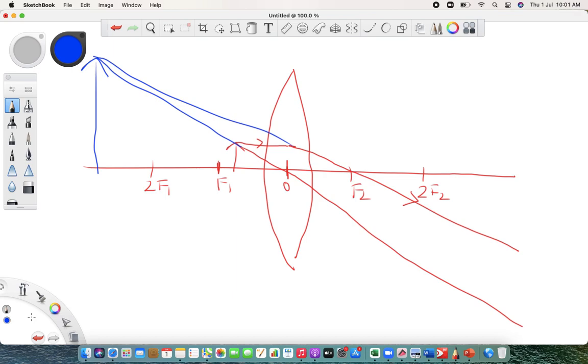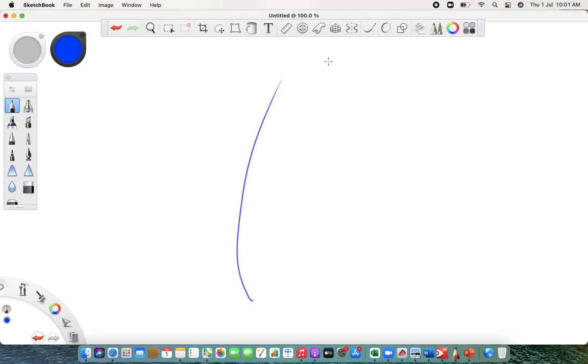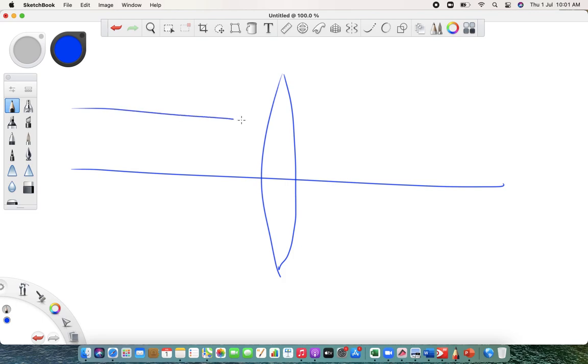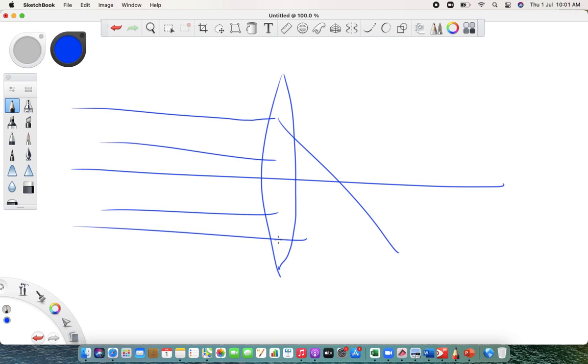Now the other, you already know that when your object is at infinity, the parallel rays are coming, and after refraction they pass through F2. So after refraction they pass through F2, and you will get this. When you put your object at infinity, you will get the image at F2.